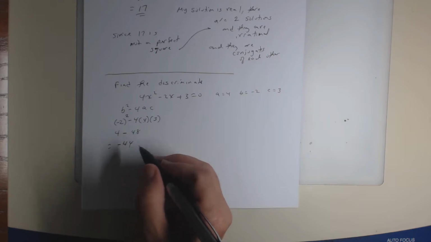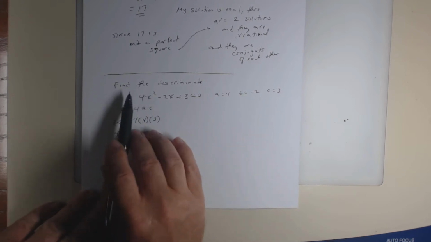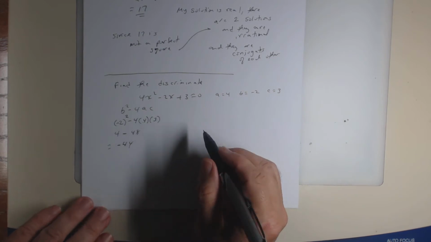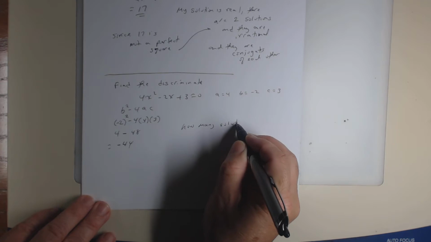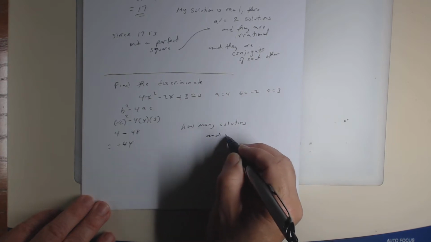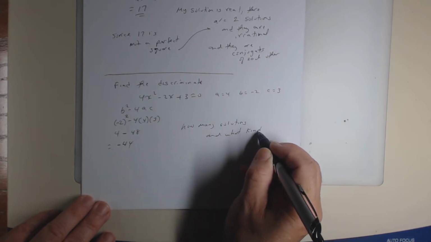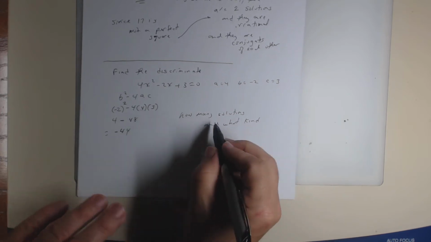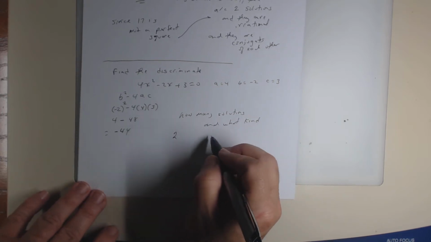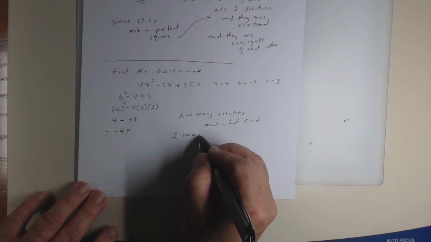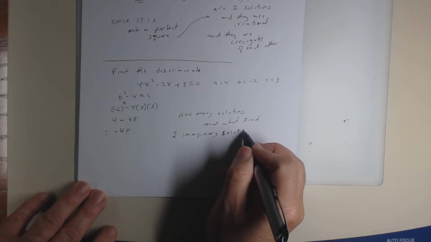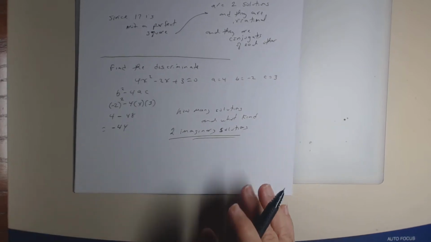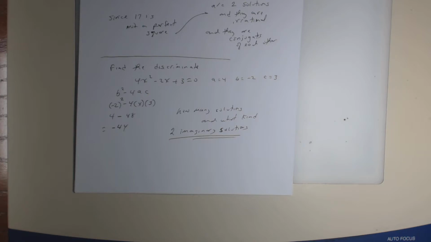So right away, you're going to say what? You're going to find the discriminant, then they ask you for how many and what kind. So how many solutions and what kind? All right, so how many are there? 2. So 2, and what kind are they? Imaginary. So 2 imaginary solutions. That's all you're asked. Now if they asked you, you would also need to recognize that they're going to be conjugates of each other.